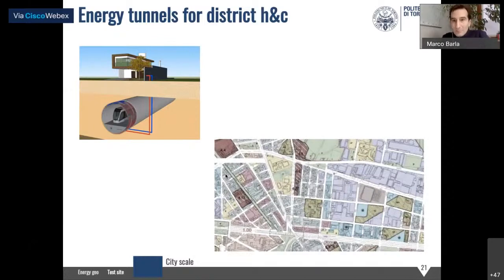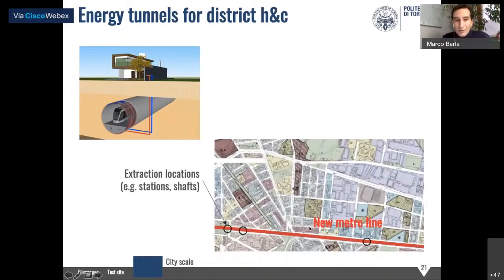So if we look at a plan view like this, if we have a metro line, that red line, with some buildings around, and we have some areas along that line, some localized points where we have a direct connection with the surface. Those are the metro stations, for example, or ventilation shafts. So those are connections that are built not for thermal reasons, but for infrastructure, for transportation reasons. And so we can use those connections with local distribution of heat, small district heating, if you want, somewhere.